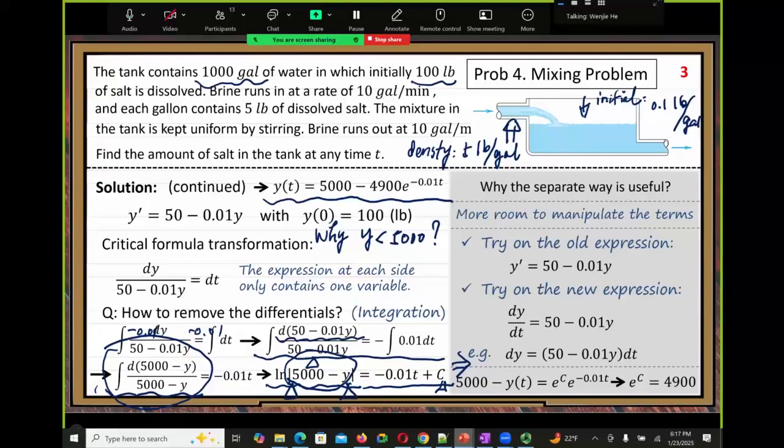The amount of salt, we know the amount of salt, right? Y of t, the amount of salt, over 1,000. This inside density is always less than the outside density, 5, right? Is Y less than 5,000? Multiply 1,000 on both sides. Y is always less than 5,000. That's the reason we can remove the absolute value.